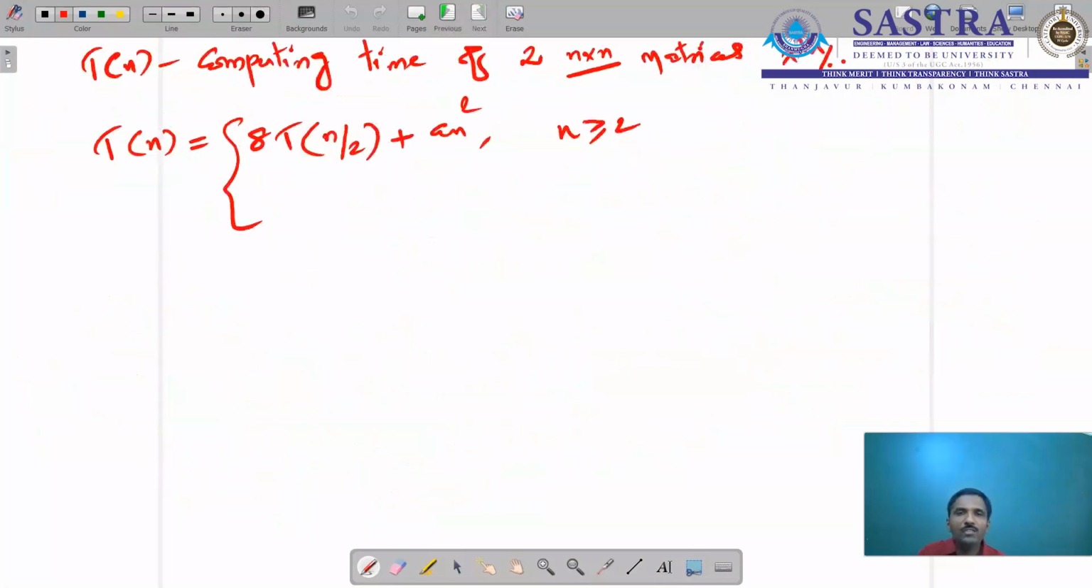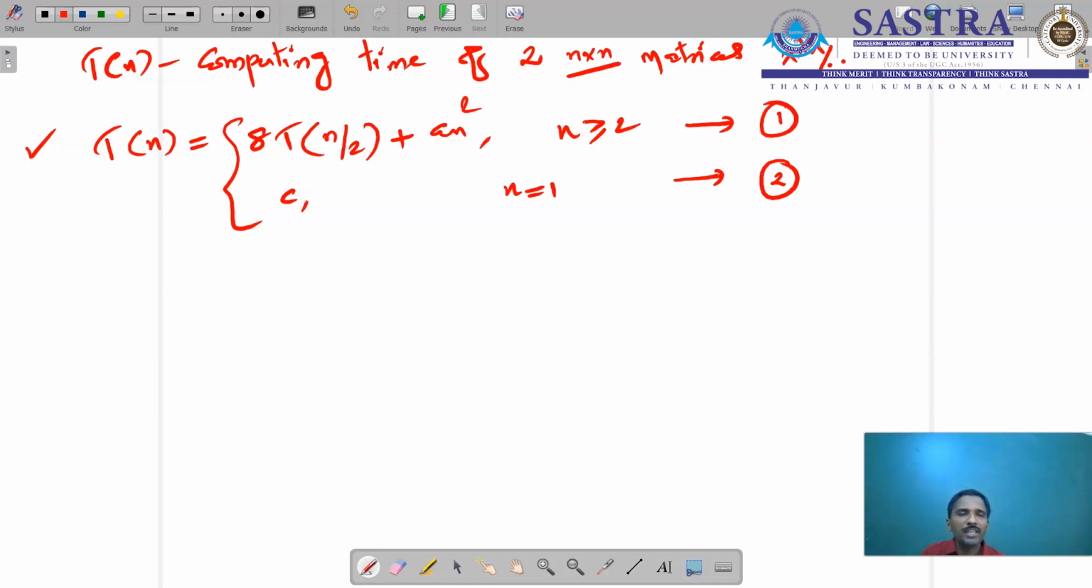So recursively we define the computational time as T of n is equal to 8 into T of n by 2 plus A into n square, true when n is greater than or equal to 2, and a constant say C when n is less than 2, or you can take n is equal to 1. This is the recurrence relation along with the termination condition T of n is equal to C when the input size reaches 1 by 1 order.